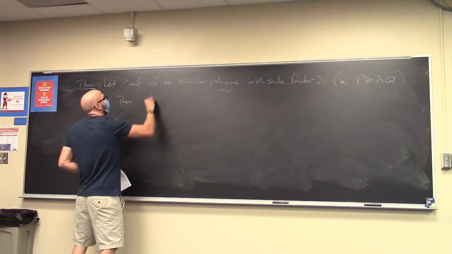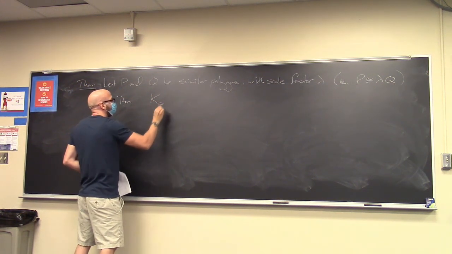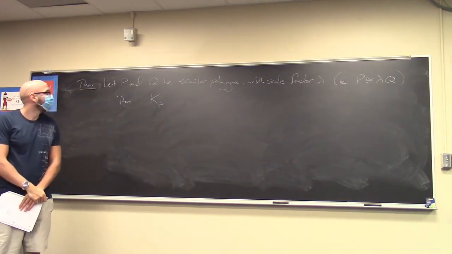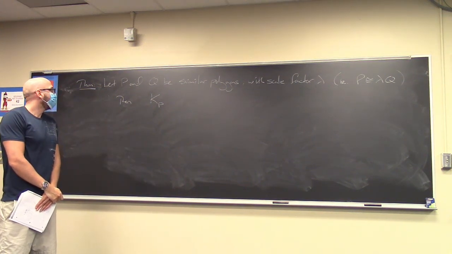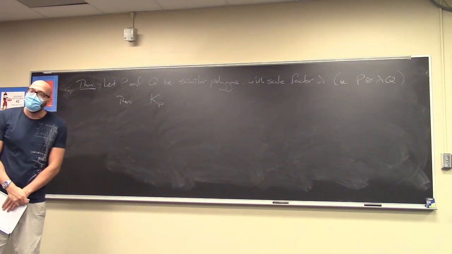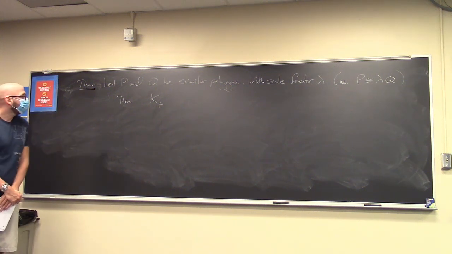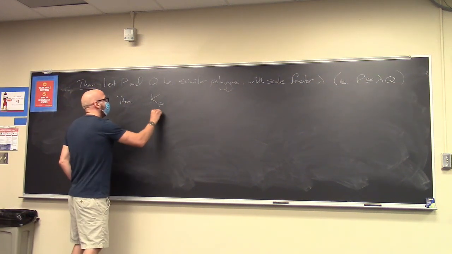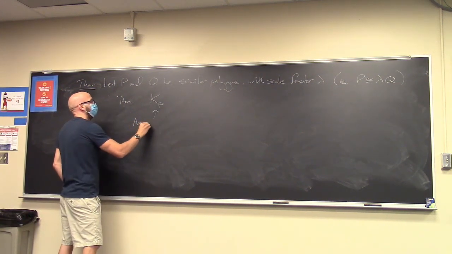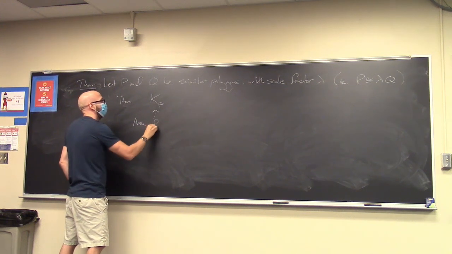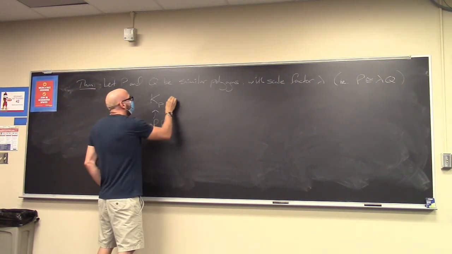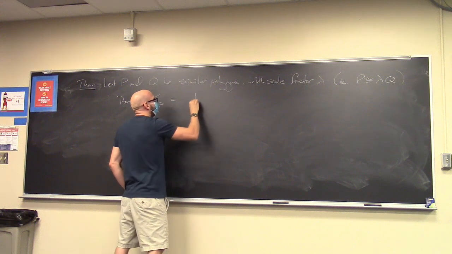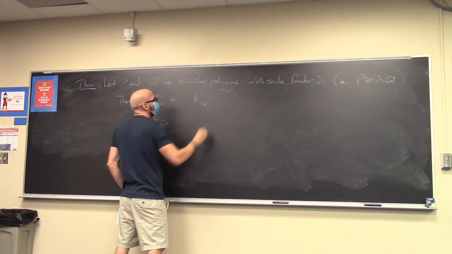Then, kappa of P. From the notation we've used earlier in the class, what do you think kappa of P represents? Area of P. Yeah, so this would be area of P. How does this relate to the area of Q?